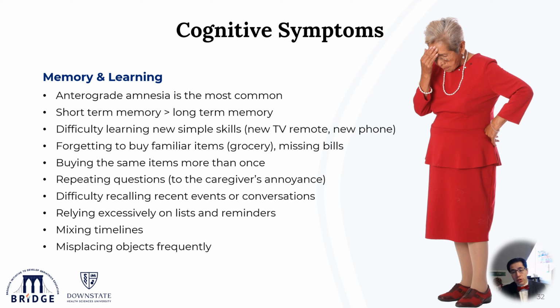You go to the grocery store, buy something because they think it's missing from home, they go back and realize they already have it. Repeating questions over and over, which can be annoying to caregivers. They have difficulty recalling recent events or conversations. They may rely excessively on lists and reminders. They can mix timelines. They cannot really tell you a sequence of events properly, and they tend to misplace objects frequently.